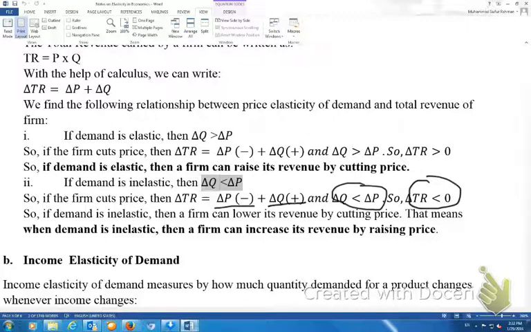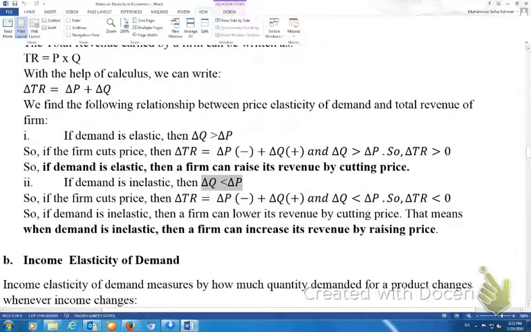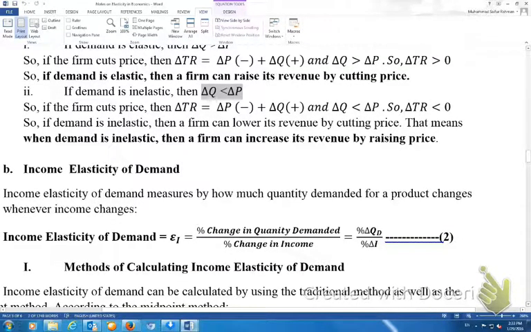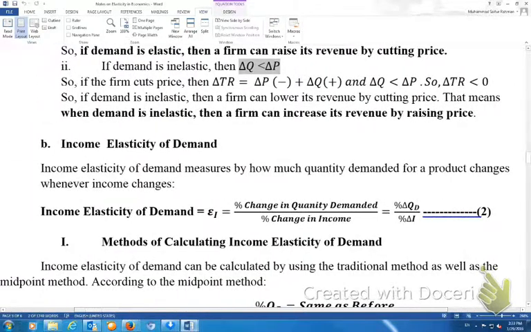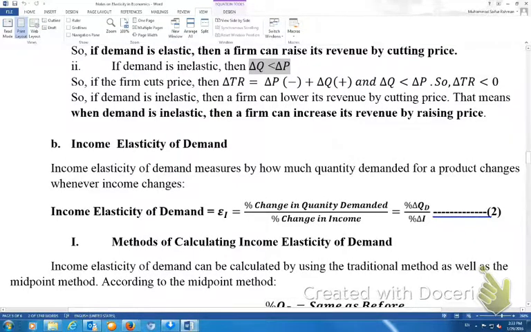Okay, so that concludes our discussion about price elasticity of demand. The next one that we are going to look at is called income elasticity of demand. The income elasticity of demand is a fairly important concept. Let's read the definition first. Income elasticity of demand measures by how much quantity demanded for a product changes whenever income changes.